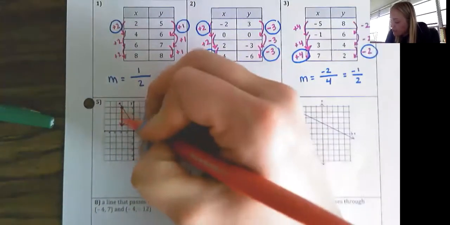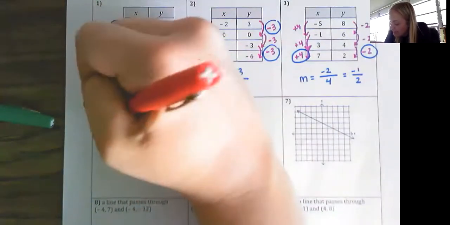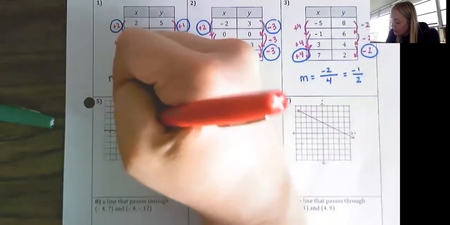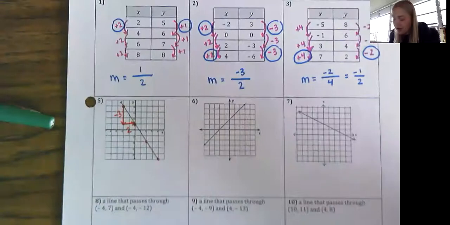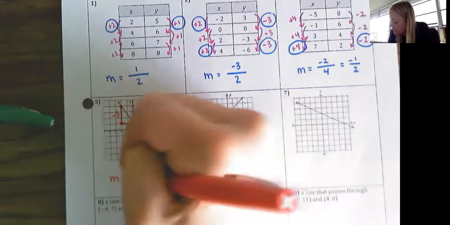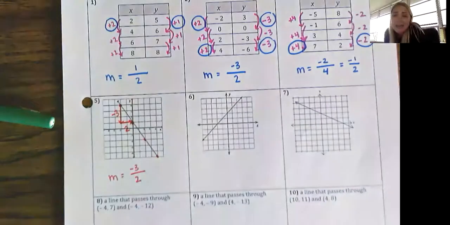Well, down 1, 2, 3. That's a -3 for my rise. Then I go to the right 2 spaces, which is a +2 for my run. My slope, m equals -3 halves. That can't be reduced because it's as low as that fraction goes.